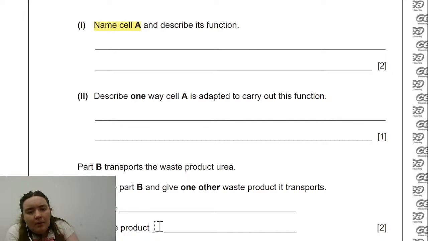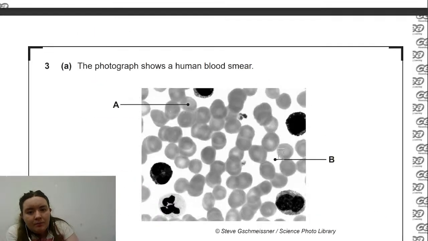So, Part B transports waste. Part B transports the waste product urea. So B is in this sort of blank space here of the blood smear.